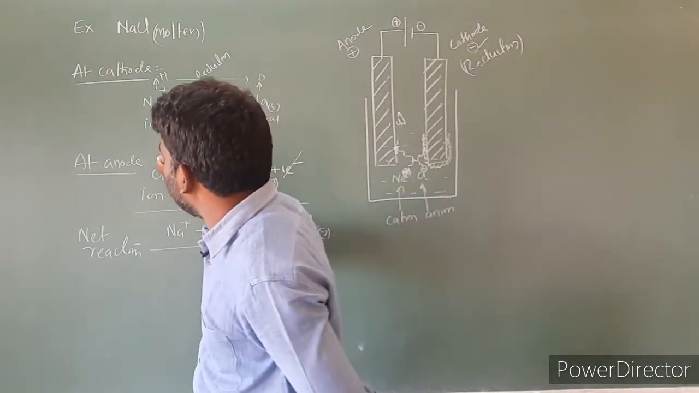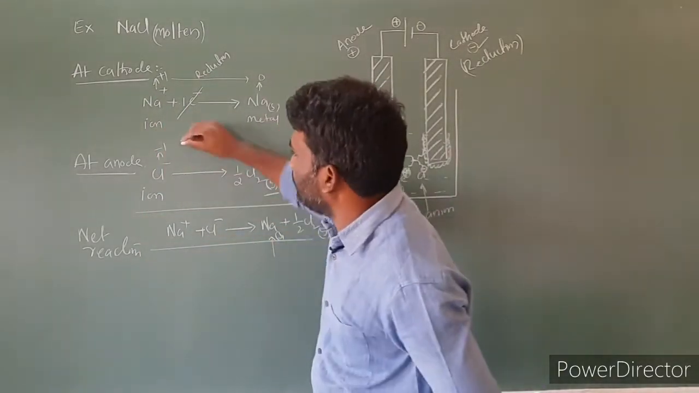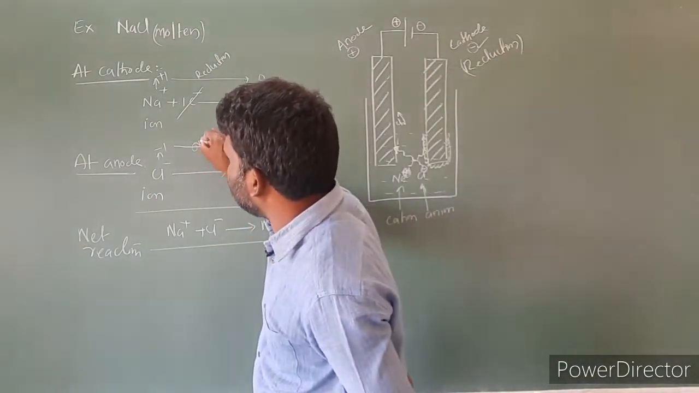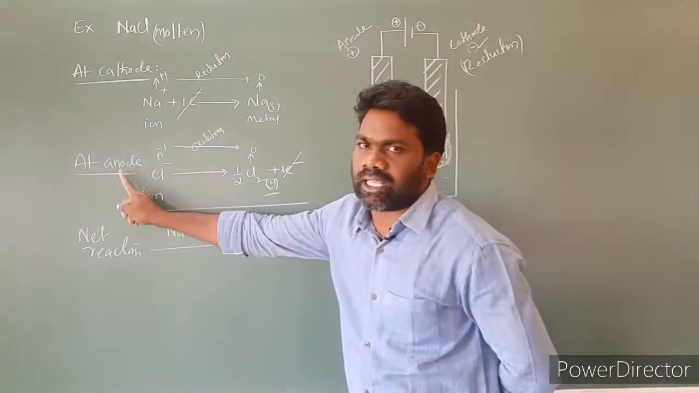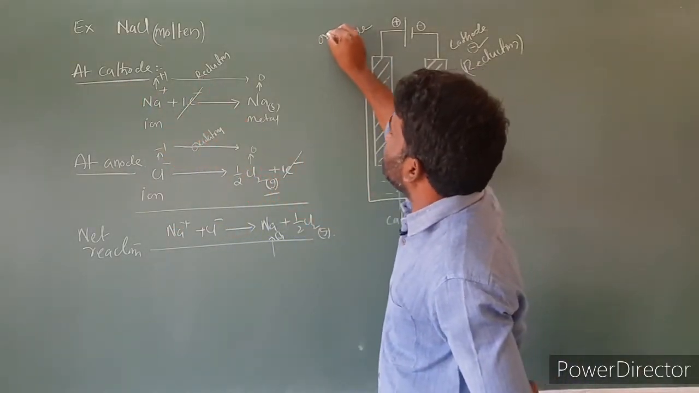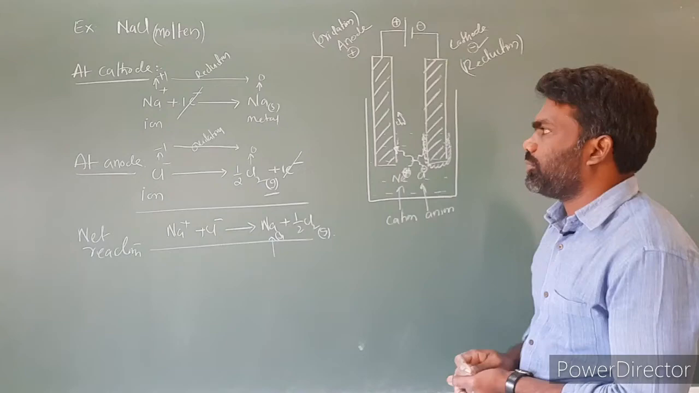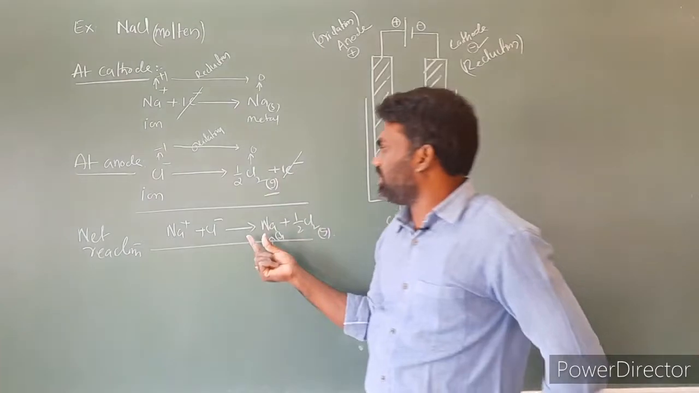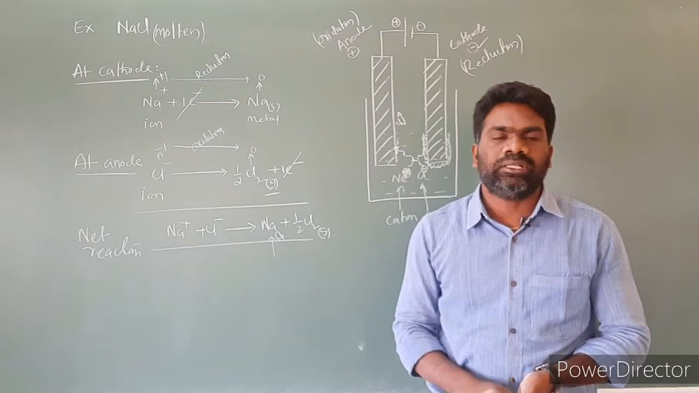And here for chlorine, the oxidation number is minus 1. Minus 1 to 0: the oxidation number increases. An increase in oxidation number is called oxidation. So oxidation takes place at which electrode? At the anode. At the anode oxidation takes place, at the cathode reduction takes place. So these are the products of electrolysis of molten NaCl: one is sodium and the other is chlorine gas.